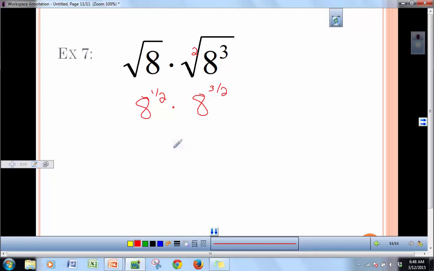If you remember from Algebra 1, when you multiply like bases, we add the exponents together. So the base stays the same. 1/2 plus 3/2 is 4/2. And we know that 4/2 is just 2. 8 squared is 64. So notice, I got the same answer doing a lot less work, and I probably didn't even need to show all this work right here. So that's one benefit to rational exponents: it makes a lot of problems easier when you're multiplying radicals together.